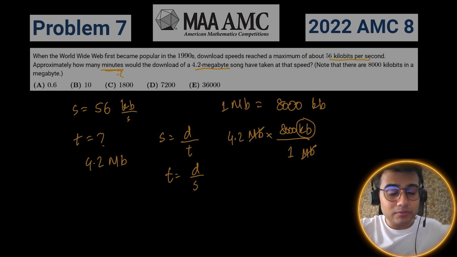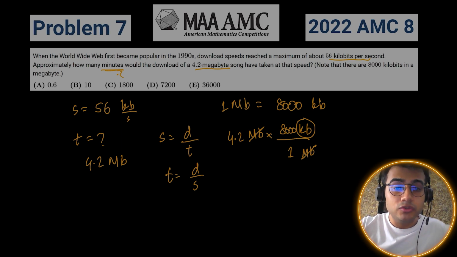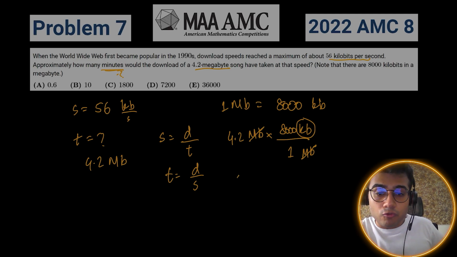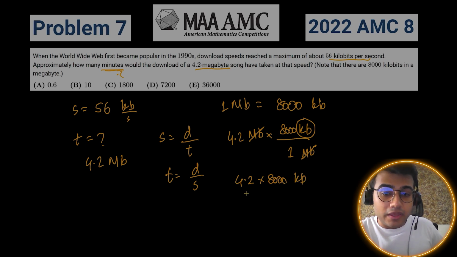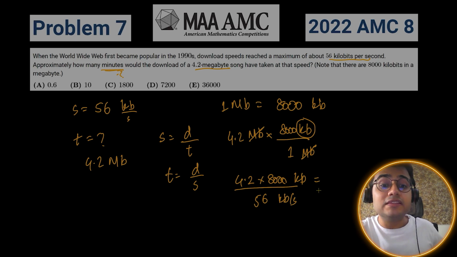Now, this may seem like an overkill. I mean, you could have just multiplied by 8,000 directly, but the purpose is to show you the unit conversion method. And this becomes really useful when the conversions are very complicated or there are a lot of conversions happening at the same time. So anyways, this will be 4.2 times 8,000 kilobits, and then we divide that by 56 kilobits per second, and the answer will be in seconds.